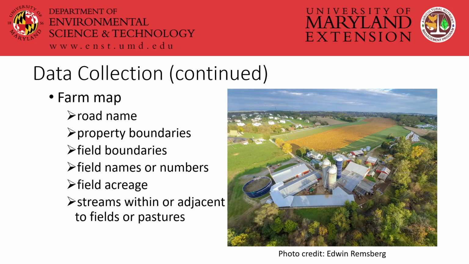So property boundaries, field boundaries need to be there, the names or numbers of the field, the acreage of each field, and any streams need to be drawn on the map. So this is really important to remember, the critical items that have to be on a map. I could see something like this coming up on the exam.